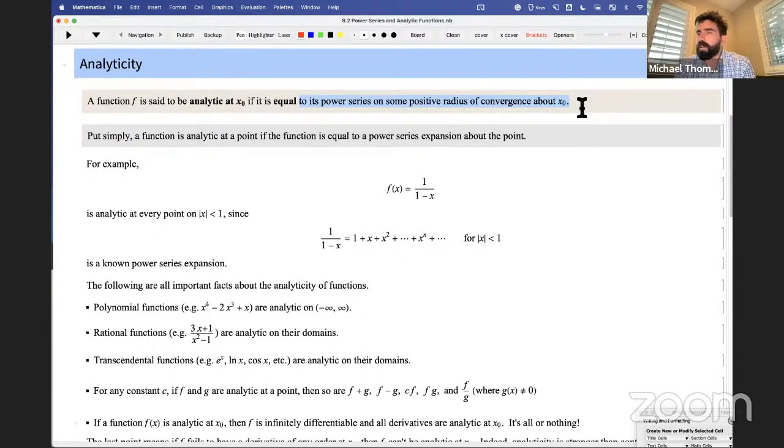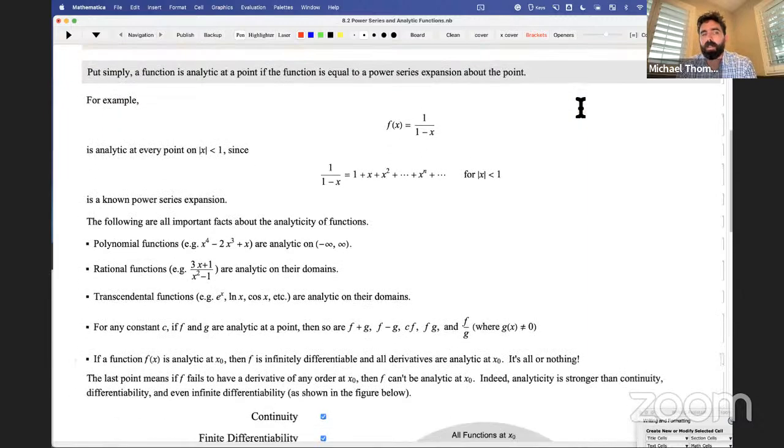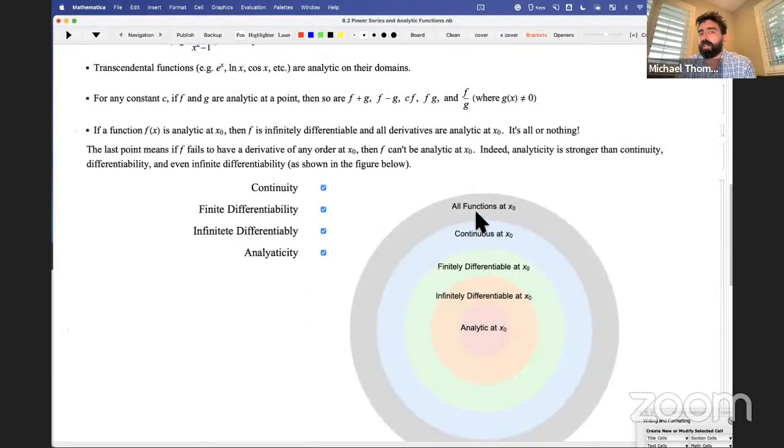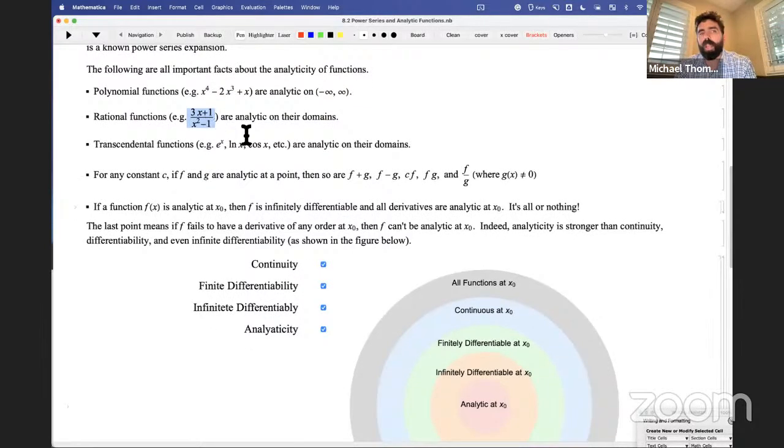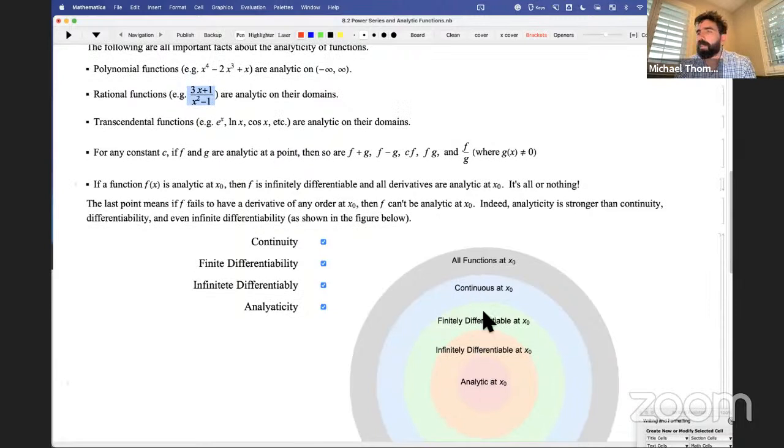All right, so how can you tell which functions are analytic? Well, polynomial functions are analytic, and they're analytic everywhere. So that means you get all of this for free. Rational functions are analytic on their domains. So this function here would be analytic everywhere except for 1 and -1. So everywhere except for 1 and -1, we get all of this for free.